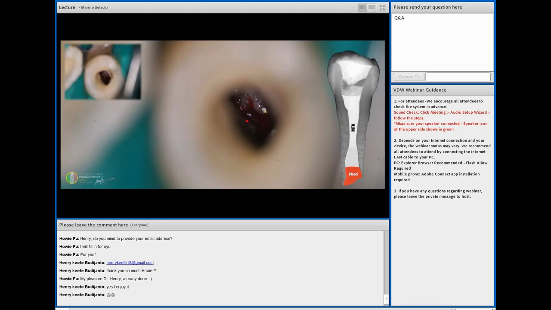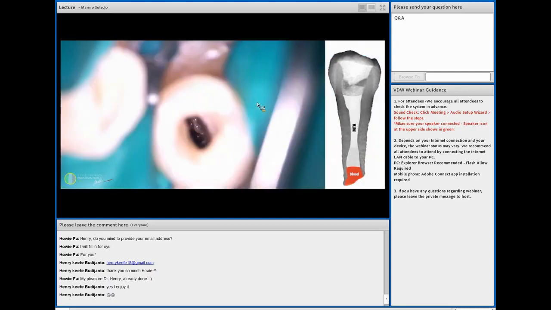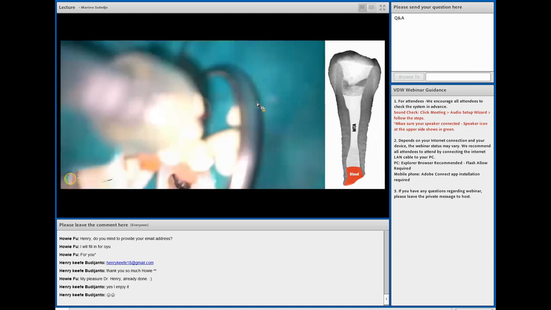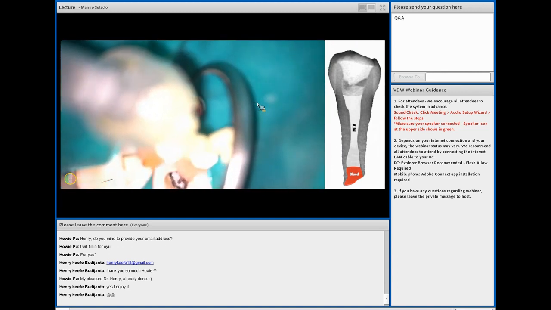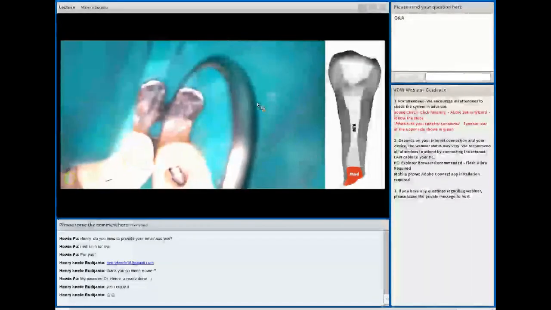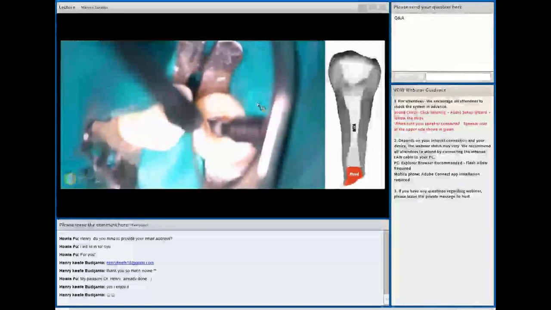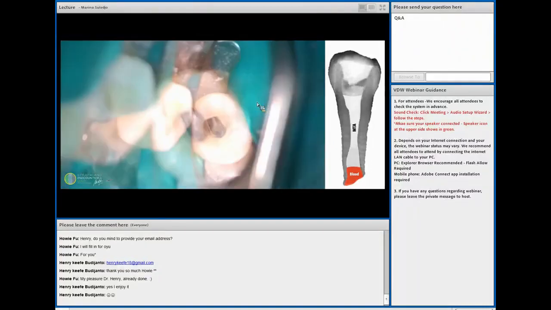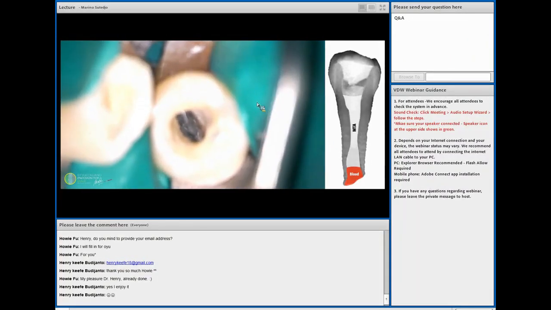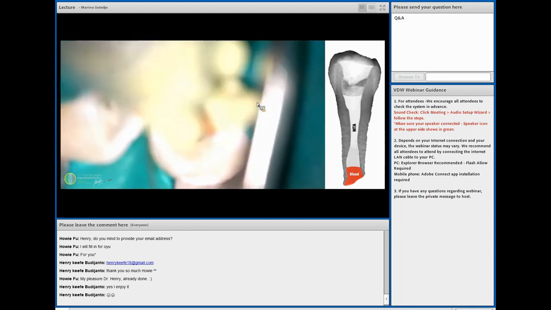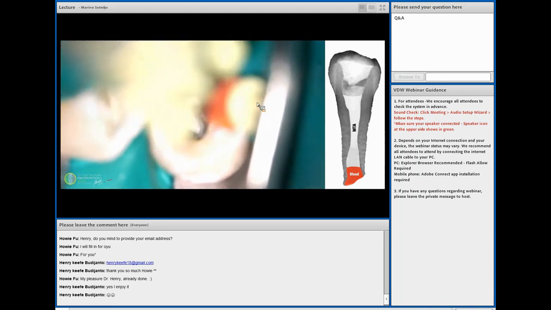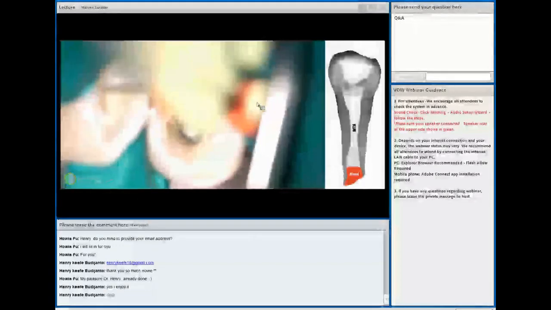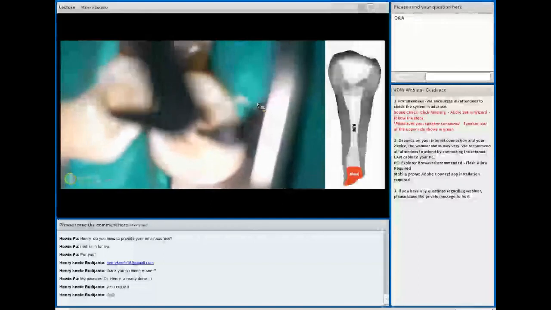So as you can see, this is the wide apex. You can see this is the very apical region. Try to induce a little bit of bleeding. And once you induce that, I'm going to put my MTA at the level of the apical area. Use a micro brush to condense the MTA at the apical area and put the MTA once again step by step, increment by increment, until the desired level that we want to achieve.